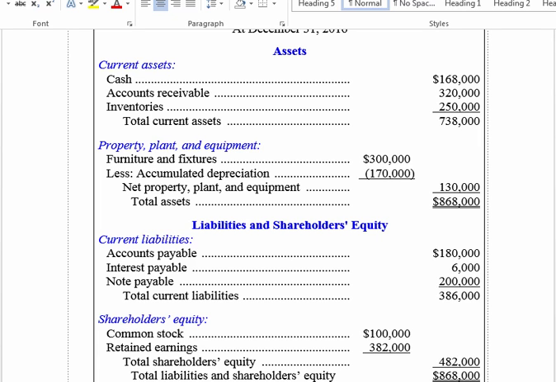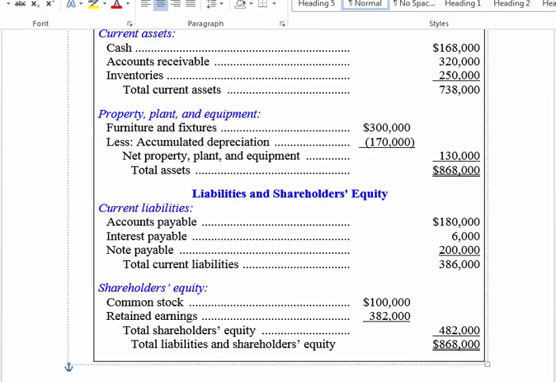Now, we'll add together common stock and retained earnings to get total shareholders' equity of 482,000, which will add to total current liabilities, and that gets us total liabilities and shareholders' equity of 868,000, same as total assets.